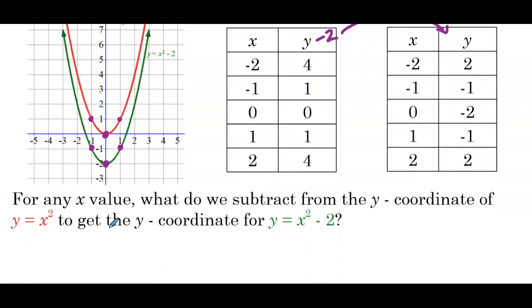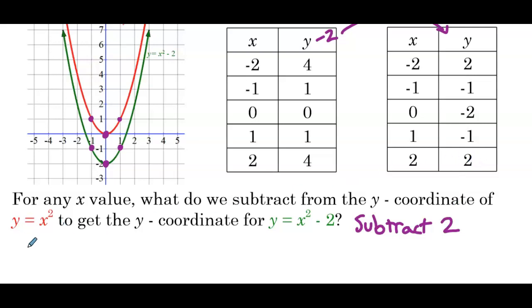So for any x value, what do we subtract from the y-coordinate of y equals x squared to get the y-coordinate for y equals x squared minus 2? We're going to subtract 2 from each y-coordinate. So the x values stay the same, and we subtract 2 from each to get the y-coordinate of the translated function.